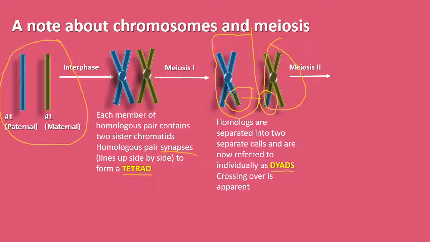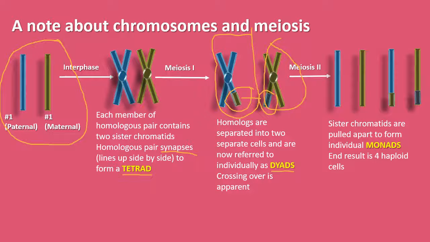Then, after the second cell division, you end up with the sister chromatids separating, and so this would be 4 individual cells getting produced. And each individual cell has a single daughter chromosome after the sister chromatids are separated, just like you see in mitosis. And now those individual daughter chromosomes are called monads. And so the end result, you have 4 haploid cells being produced thanks to meiosis.